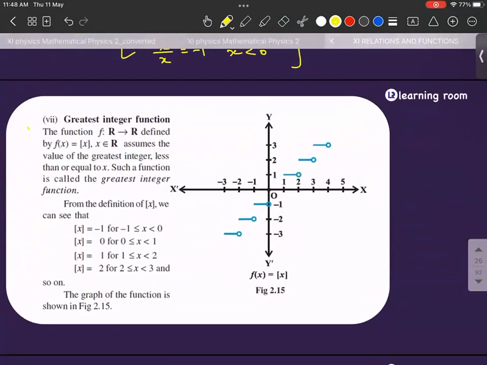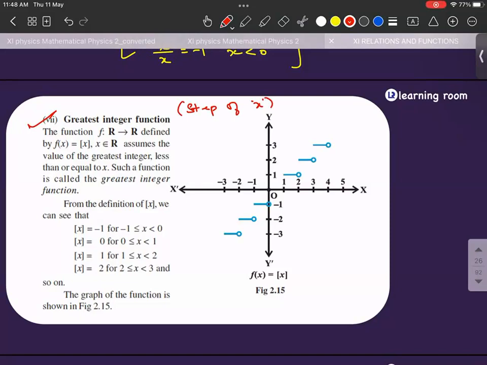Listen. The last kind of function that we are going to see is called the greatest integer function. The name itself is suggesting greatest integer. In some of the books, they call it step of x also. Why they call it step of x, I'll tell you. How is it defined? First of all, if I have a function f that is defined from R to R. Last class, we discussed real valued functions. You remember? Real functions and real valued functions.